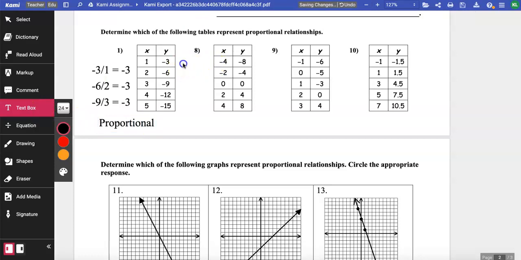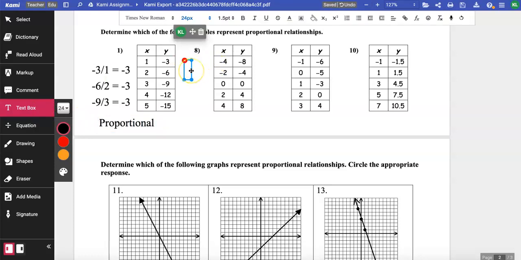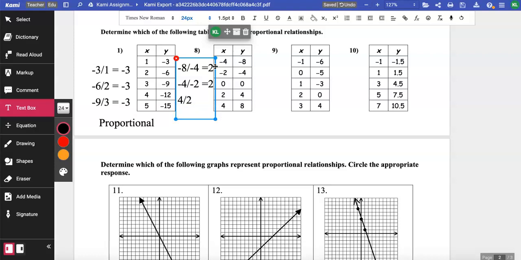Let me try the other ones. Negative 8 divided by negative 4, that's just 2. Negative 4 divided by negative 2, that's also 2. But 0 divided by 0, you can't, 0 over 0 is just nothing. So that really doesn't necessarily help us, but let's keep going. 4 over 2, and 8 over 4. These all look like 2 as well, except that 0, 0 point. But the rest of the proportions are equal.